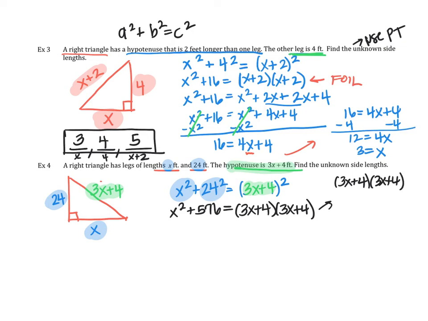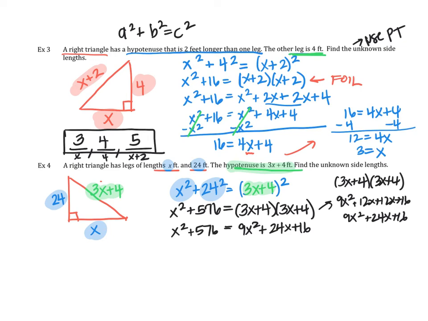Remember, you can also use the box or distributive method. So I'm going to get that's 9x squared plus 24x plus 16. Okay, and that equals x squared plus 576. So now our goal is to move all terms to one side and try to solve it. So I'm going to move the x squared to the right. Okay, so I know it's going to be an 8x squared. I'm going to subtract 576 using inverse operation. So I'm going to get plus 24x minus 560, and now we have equals 0.